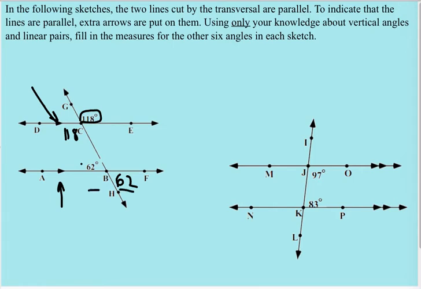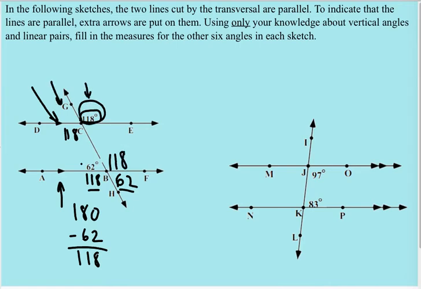This and this are a linear pair. So if I take 180 minus 62, that's going to be 118. So that means that's going to be 118. This one and this one are linear pair. So 180 minus 118 equals 62. That makes this 62 and this 62.